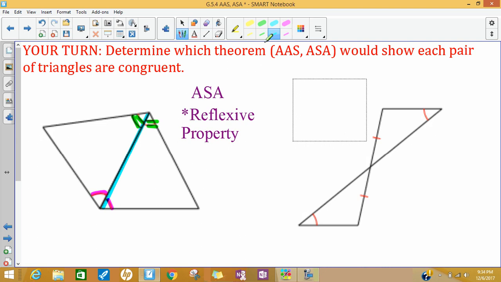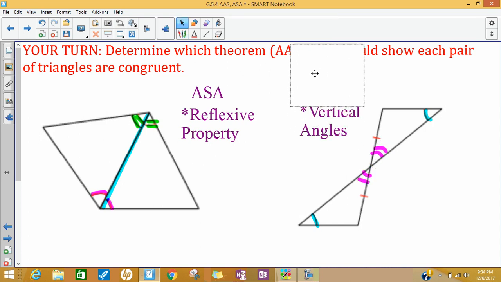In this one over here, I have one pair of angles marked. I have another pair of angles I know are congruent because they're vertical. And then I have these two sides congruent to each other. So I have two pairs of angles and one pair of sides. This yellow side in this triangle is not between the blue and purple. So this is angle, angle, side.